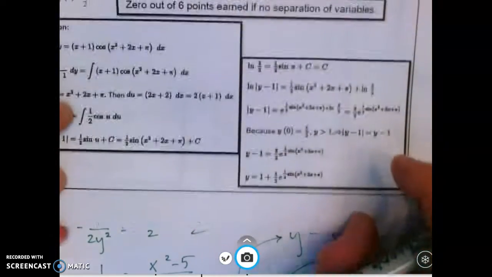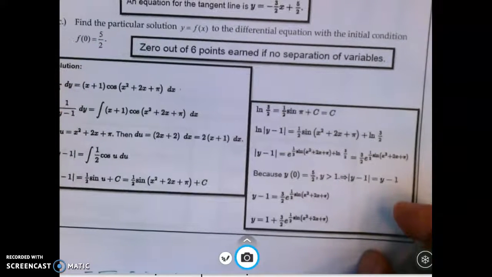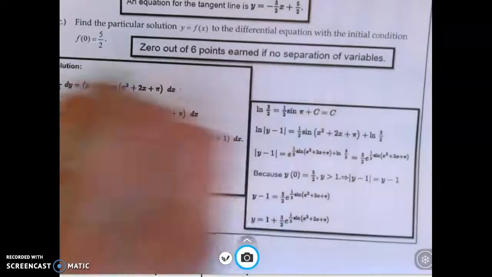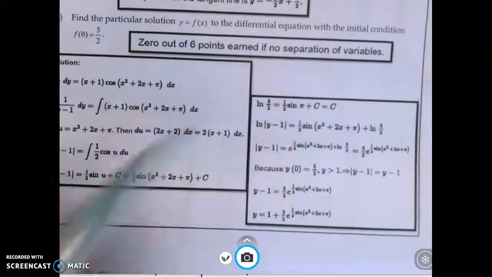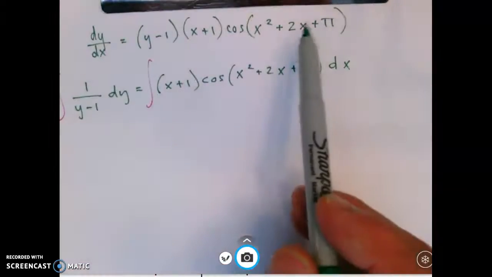Part C. Find the particular solution to the differential equation with the initial condition (0, 5/2). So we're solving for this differential equation. All right, so I'm going to do this on a separate sheet of paper. Okay, so this is our original differential equation.